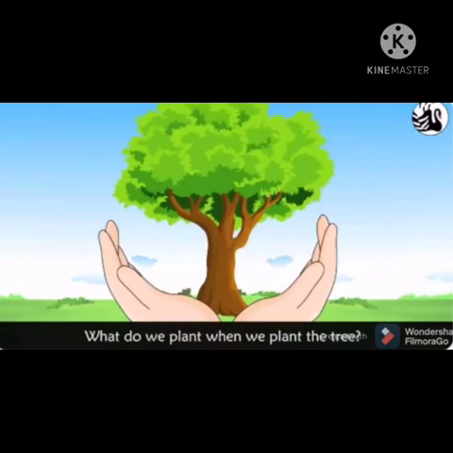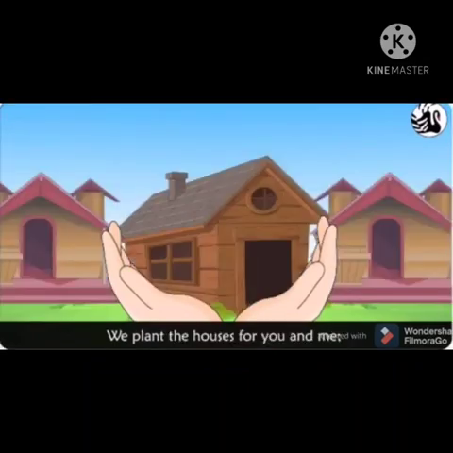What do we plant when we plant the tree? Now the poet is repeating the same line again. What do we plant when we plant the tree? We plant the houses for you and me. So when we plant a tree, it means that we are planting that tree for us to build the houses. It's not only for us, but for the people who are in and around us.